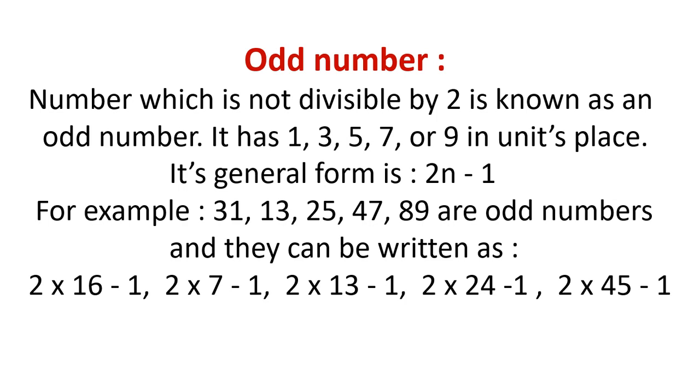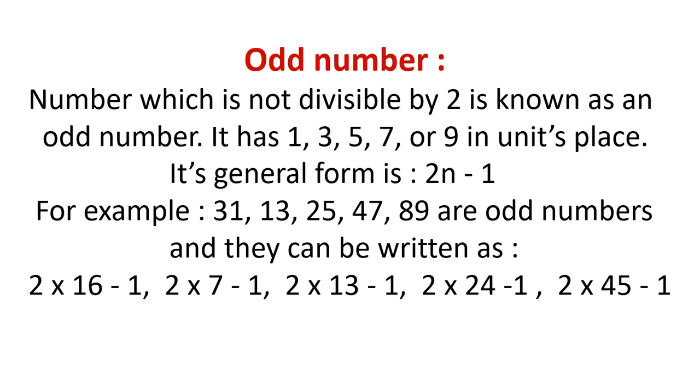Odd number. A number which is not divisible by 2 is known as an odd number. It has 1, 3, 5, 7 or 9 in the units place. And its general form is 2n minus 1 or 2n plus 1. For example, 31 has 1 at its units place. 13 has 3 at its units place. 25 has 5 at its units place. 47 has 7. 89 has 9 at its units place. They are all odd numbers.